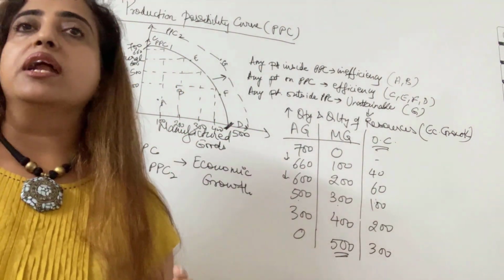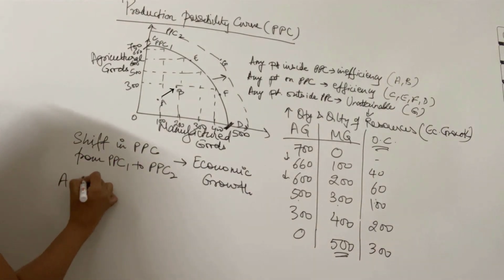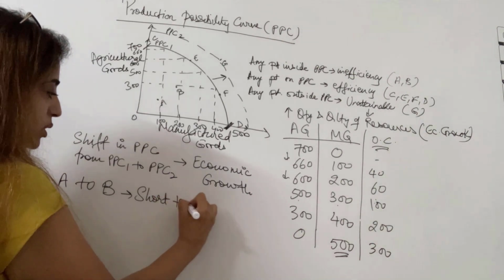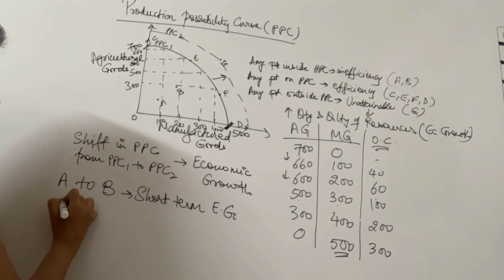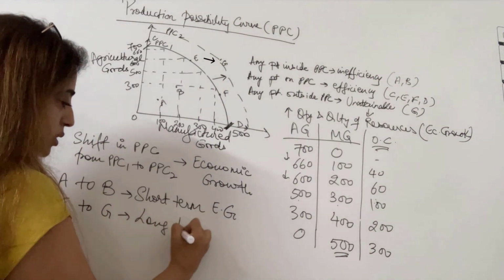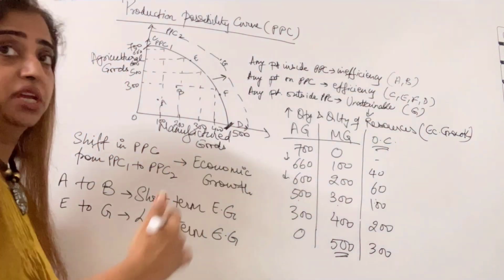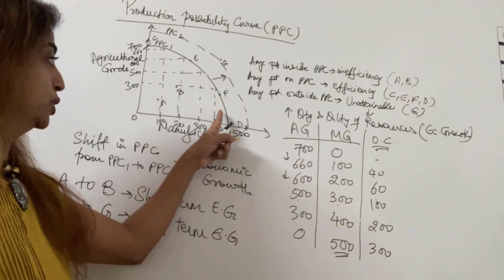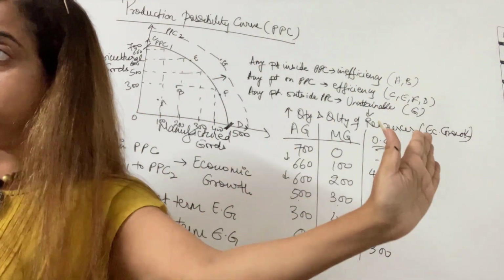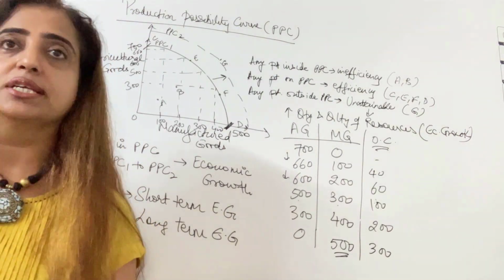And the term you use there is, if you move from A to B, it's a short-term economic growth. But when you move from, say, E to G, it's a long-term economic growth. That means you are increasing the potential of the economy. You might produce still here or here or here in whatever combination, but you have the capacity to produce. You have more labor, more capital, more space, more ideas.